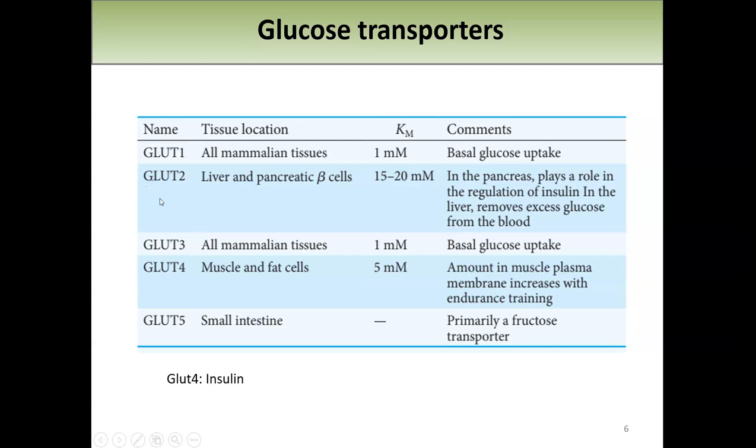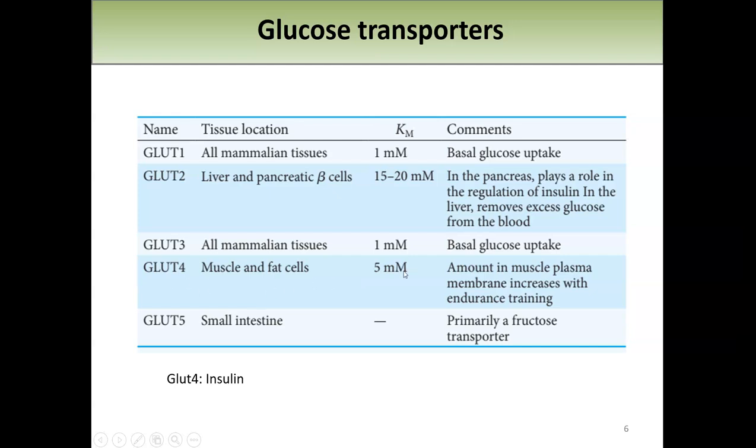But regarding GLUT2, the Km is above the average blood glucose level, 3 to 4 times higher than 5 millimolar. Therefore, this GLUT transports the glucose to the liver and pancreatic beta cells when the blood glucose is high. It should be this way, because as I told you, the liver is responsible for lowering blood glucose level, and pancreatic beta cells as well, by the secretion of insulin. Therefore, when the blood glucose level is high, these cells should allow the transport of the glucose.